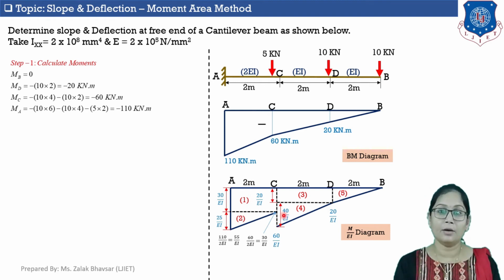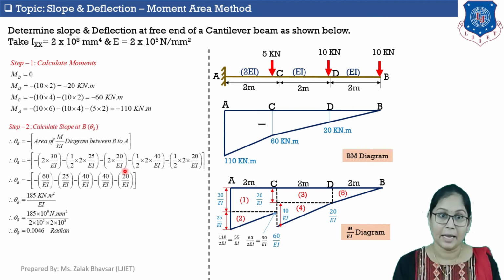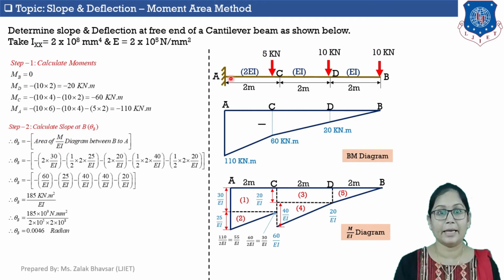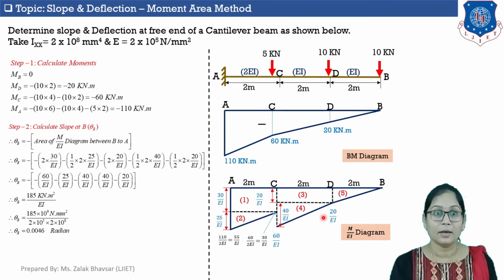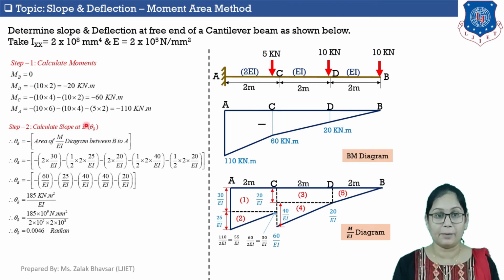Okay, now let's move to next step, and in this step we will calculate slope at point B, and I denote it as theta B. Okay, so here we will apply moment area theorem 1, and as per moment area theorem 1, equation to calculate theta B is equal to minus area of M upon EI diagram between point B and A. Okay, so here you can see that in M upon EI diagram there are total 5 different shapes, and for calculating slope at point B, we need to calculate area of each shape, and then we need to add all the areas to get slope at point B.